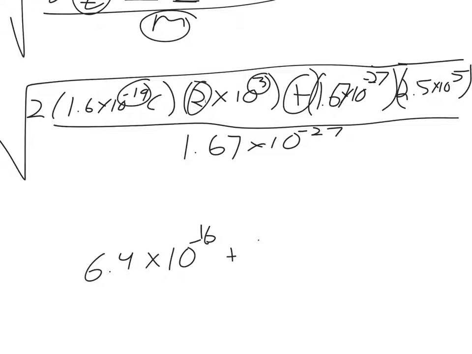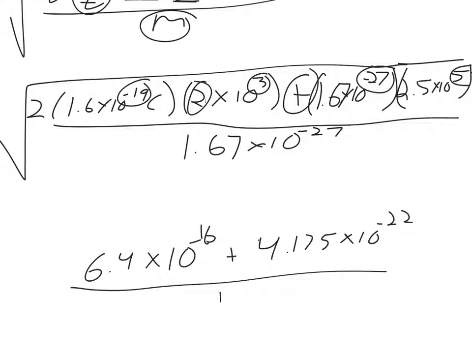And that's going to tell me 4.175. I have minus 27 plus 5, so that's times 10 to the minus 22. So I need to, well, over this, 1.67 times 10 to the minus 27. So what you need to notice about the top is that their powers of 10 are very, very different, and we're adding them. So let's look how much different they are.